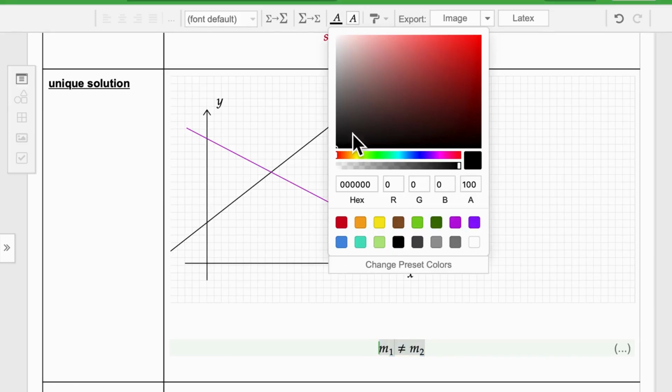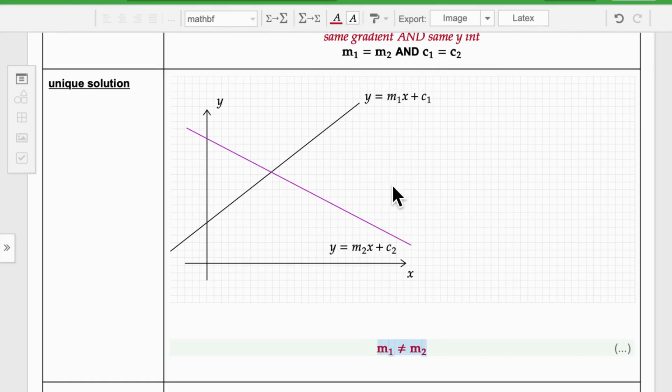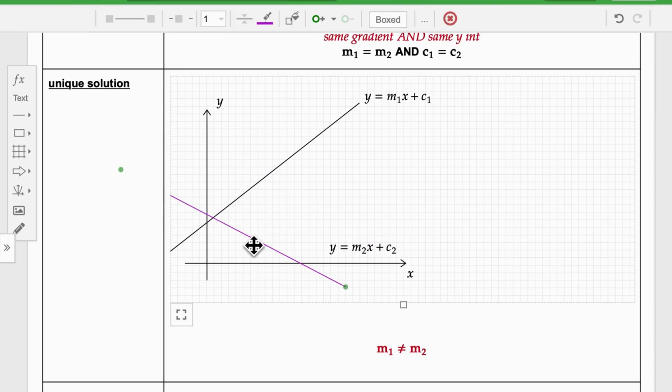So when M1 is not the same as M2, then the two lines will definitely intersect each other. Now you may ask, what if C1 equals C2? When they have different gradients, it just means that they will intersect at their y-intercept. Does it make sense? In this case, yes, the gradient is different, therefore they will intersect, and they will intersect at the same y-intercept. Their intersection will be their y-intercept.